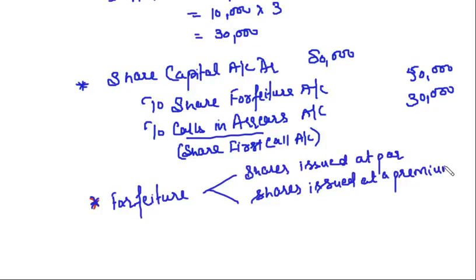What does this mean? Originally, the shares were issued to Mr. X at par and those shares have been forfeited. The second case is the shares were issued to Mr. X at a premium and those shares have been forfeited. How to deal with this? This we are going to see in the next lectures, right?